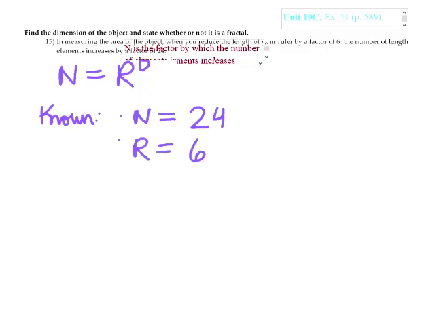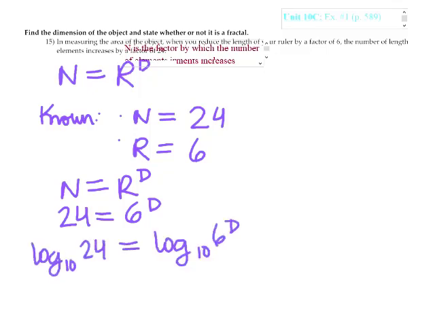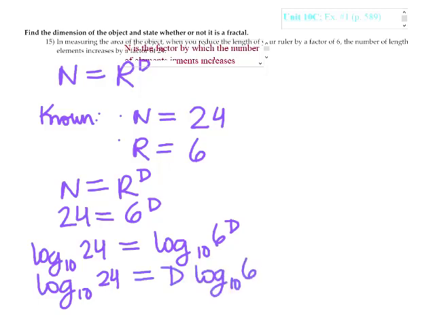Okay, so we're looking for d, the dimension. So we have N equals r to the power of d. N is equal to 24, and our reduction factor is 6. We're solving for d, the dimension. Because d is an exponent, we are going to use logs to solve for d. So we're going to take the log of both sides, and we're going to apply our logarithm rule to move the exponent down. So it becomes d log of 6.